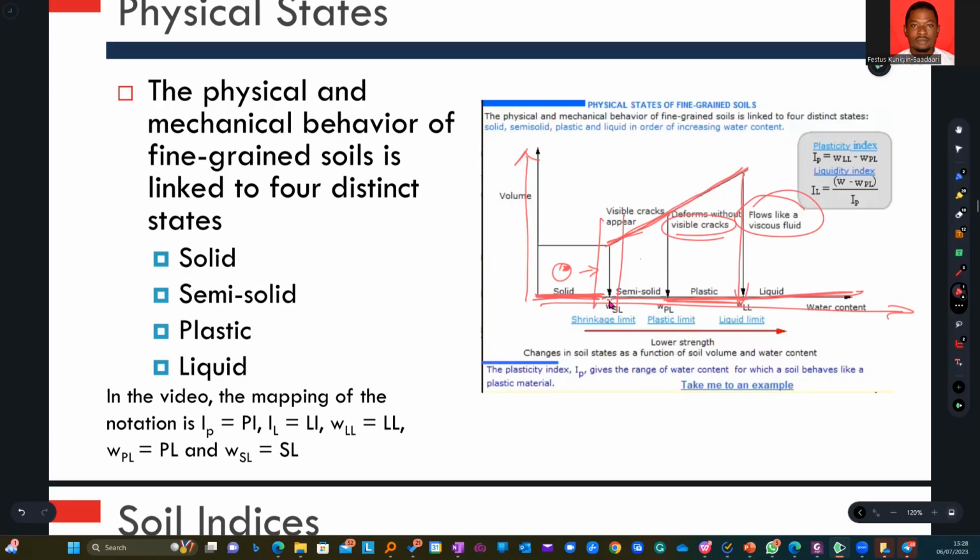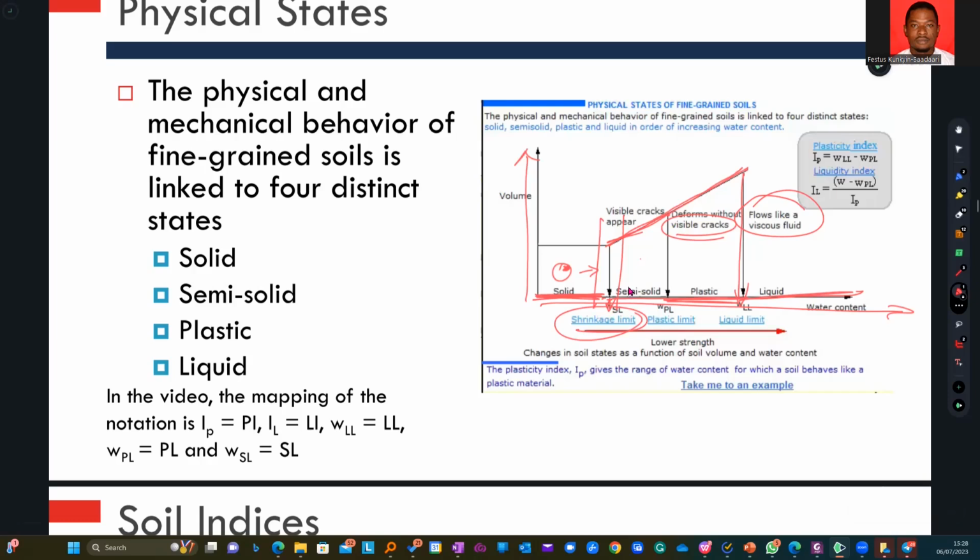So the boundary between the semi-solid state and when the soil was solid, just before you enter into the semi-solid state, we term that as the shrinkage limit. The water you need, just about getting your sample to behave as if it's a semi-solid sample, is what we term as the shrinkage limit.